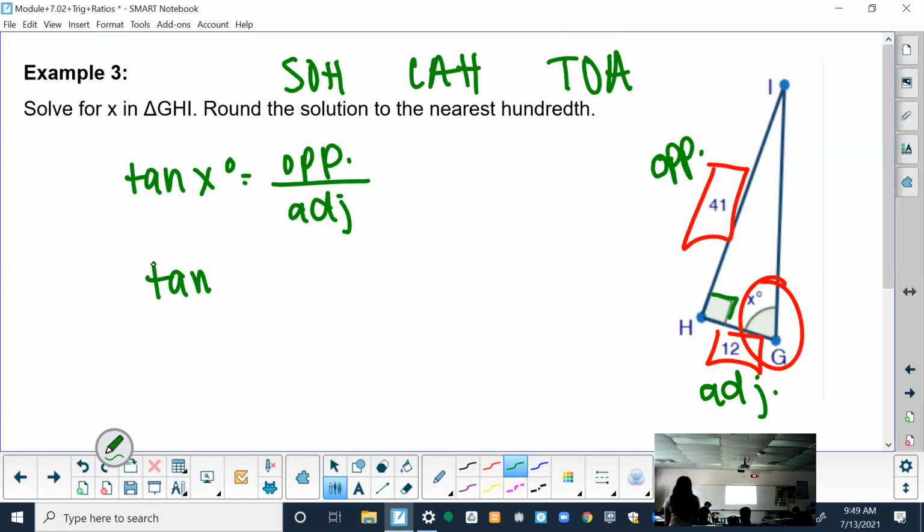It doesn't give us an angle measure for this angle that they have here, so it's going to stay as x. It does give us opposite, so the opposite side equals 41, and the adjacent side equals 12.